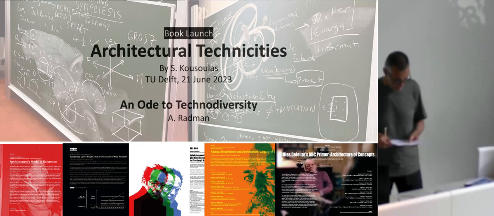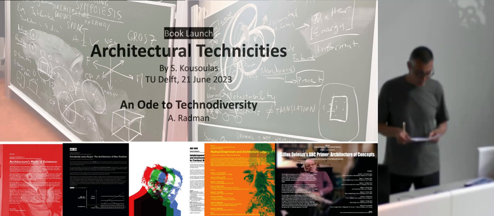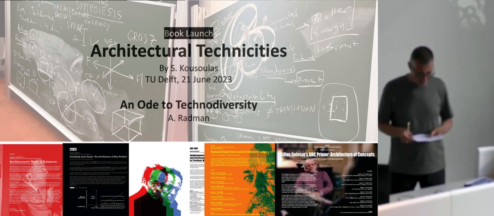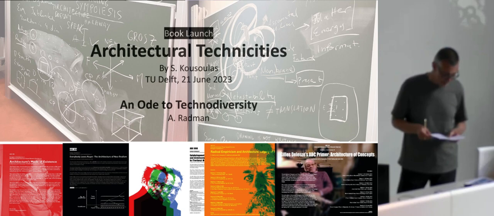Many years ago, our colleague Bob, who unfortunately couldn't be with us today, earned the nickname of genealogy, Folk Genealogy, BGG. Following this tradition, I would like to propose a middle name for Stavros. Technicity. Henceforth, he shall be known as Stavros Technicity Kousoulas or Mr. SPK.